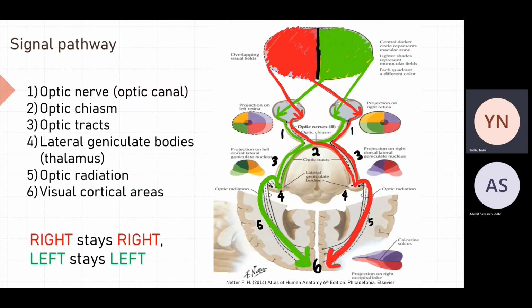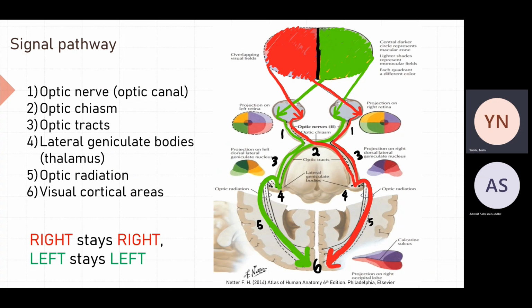So once the optic nerve emerges, we can see the following 6 steps. 1. Optic nerves enter the cranial cavity through the optic canal. 2. Optic nerves from right and left converge to form the optic chiasm, where axons converge across the midline. And it is very important to remember the rule: right stays right and left stays left.